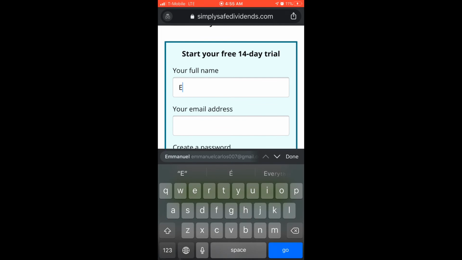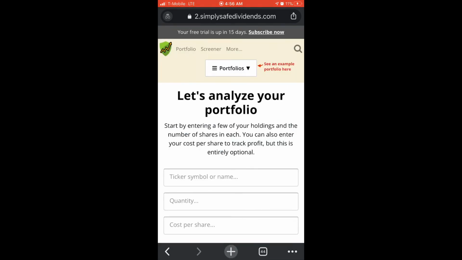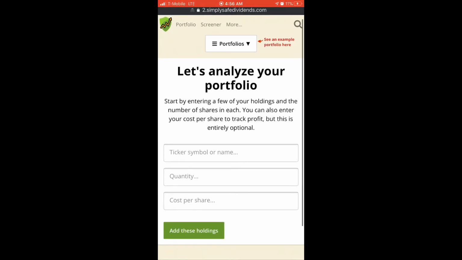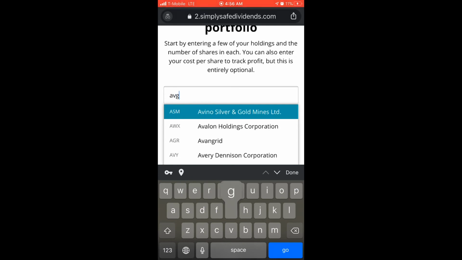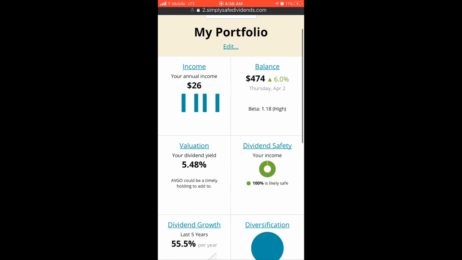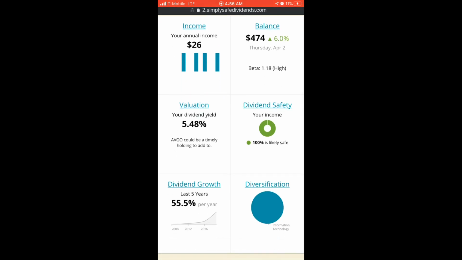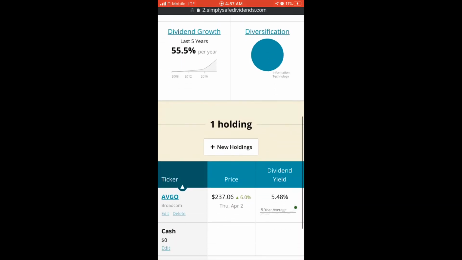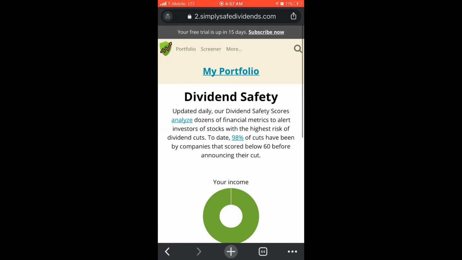So let's see here. So you sign up for your 14-day trial, and then you put here the companies. You create your portfolio here. So let's put AVGO, and then it shows here a lot of information about the income you're going to get in dividends, the balance for the shares, the dividend yield, dividend growth, the diversification, the dividend safety. So the dividend safety is very important. That's how safe this dividend is, and it tells a lot of information about it.